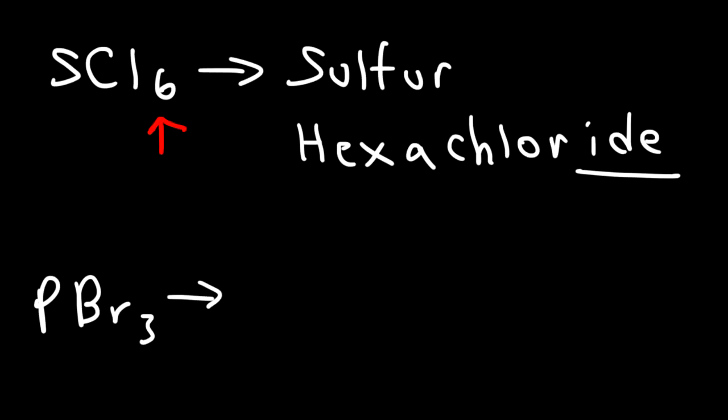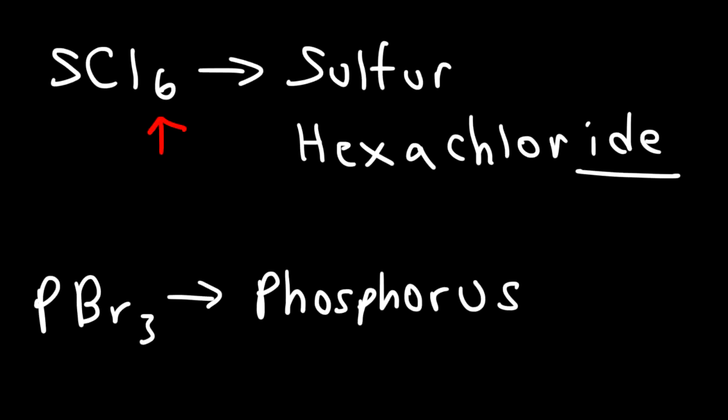Now what about PBr3? So P is the symbol for phosphorus. Br is the symbol for bromine, but we're going to say bromide. And we have a subscript of 3. So 3 is associated with tri. So this is phosphorus tribromide.